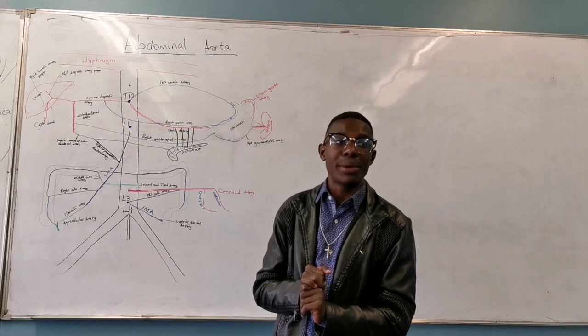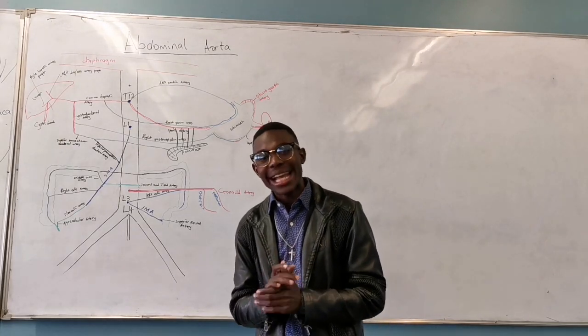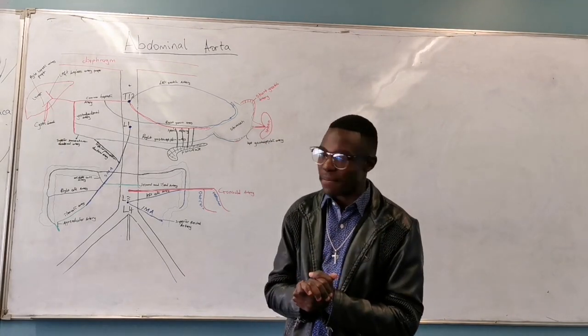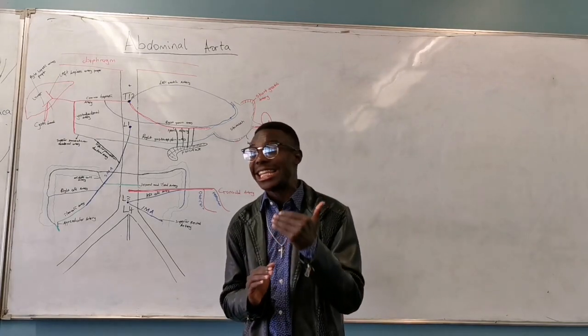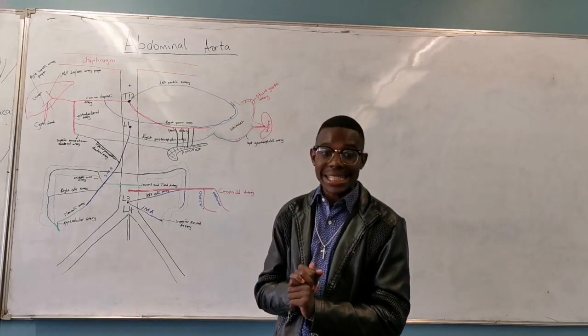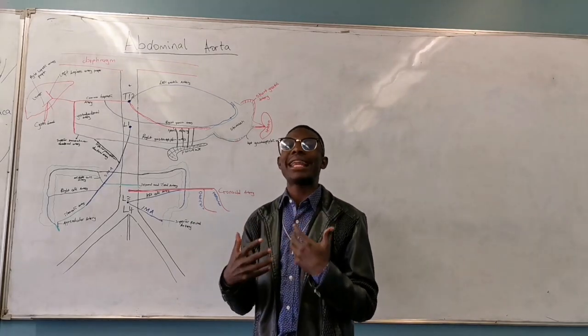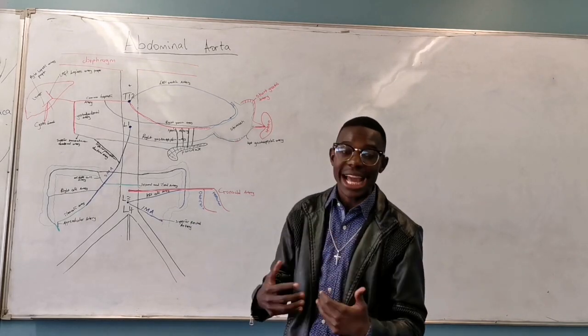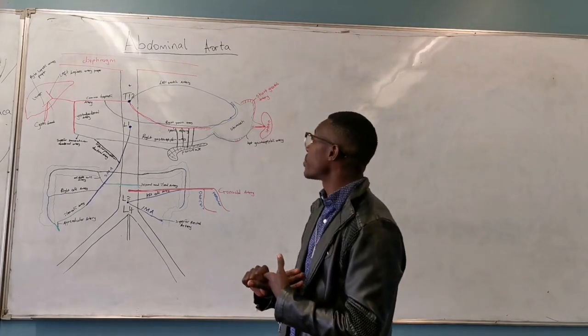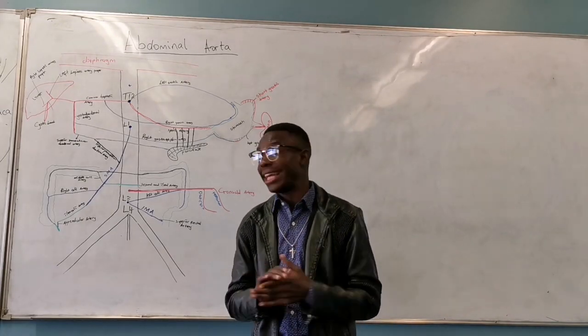Some of them are visceral branches. Some of them are paired branches. Some of them are anterior branches. So I'm going to start with the main three important branches that are given by the abdominal aorta, which supply the gut, the GIT, the foregut, the midgut, and the hindgut.